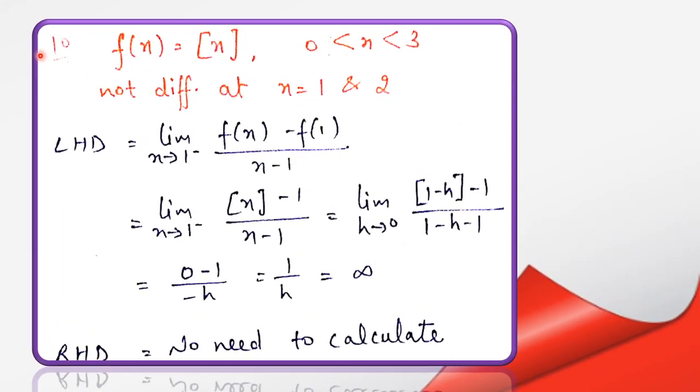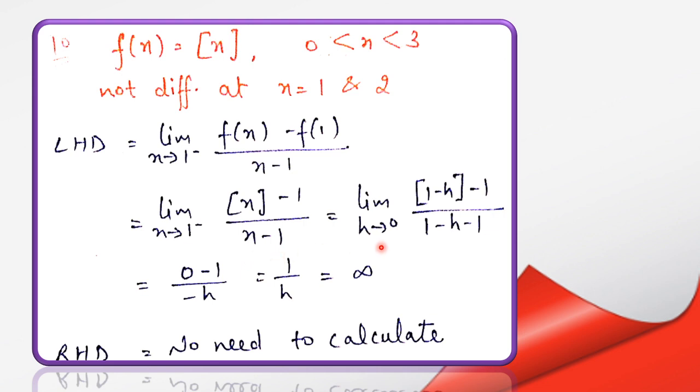Now let's come to question number 10, greatest integer function. We have to show that it is not differentiable at x equal to 1 and 2. So left hand derivative, same way we'll apply the value in this formula. f(x), what is f(x)? Greatest integer function x minus f(1). What is the value of greatest integer 1? That is 1 only, upon x minus 1.